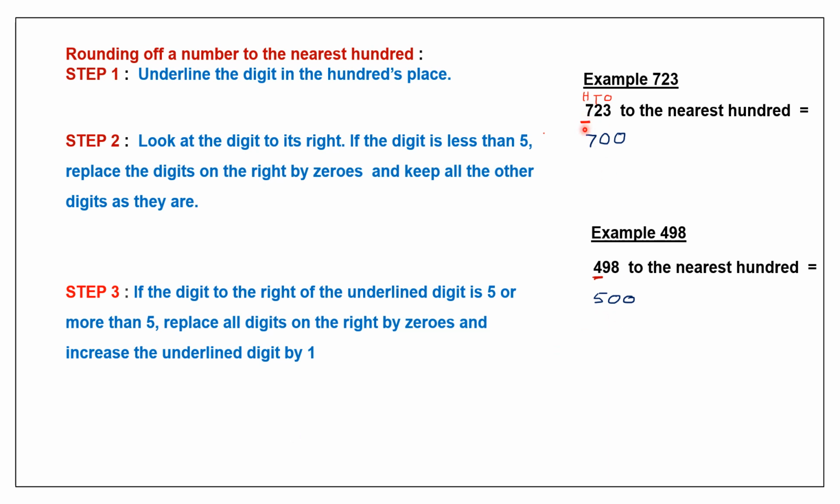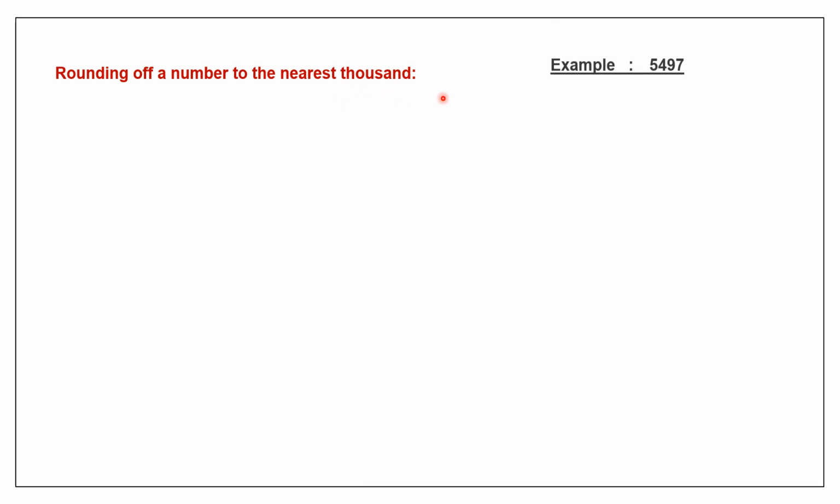So underline the digit in the hundreds place. Look at the digit to its right. If it is less than 5, replace it by 0 and leave the other number as it is. If it is more than 5, replace it by 0 and increase this digit by 1. Next, if you have to round off a number to the nearest 1000, okay, so let's take an example.